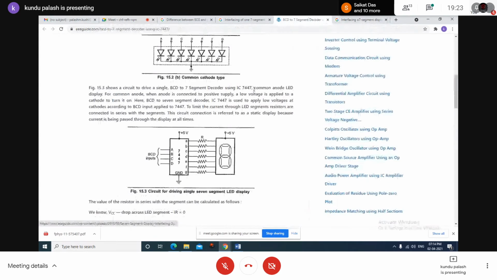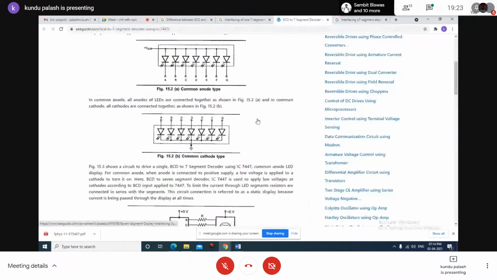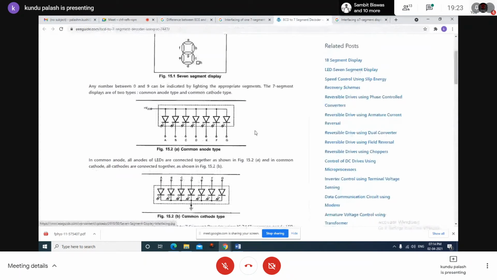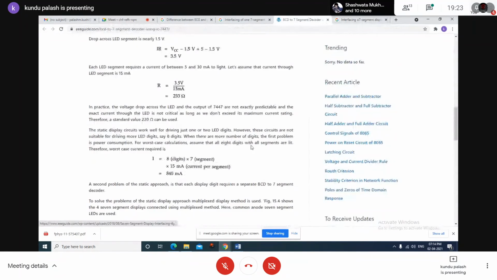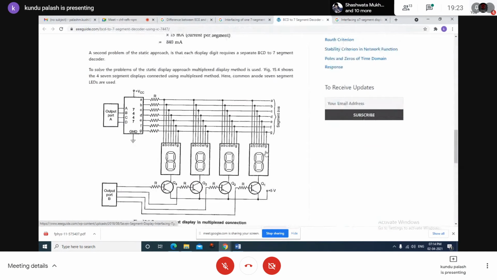if we connect 4 digits, 4 7-segment display digits, how many port lines would be required? Here it is 8, here it is 8 separately. So 8 into 4, 32 port lines, as well as plus digit select lines 4. So 32 plus 4, 36 port lines separately would be required.